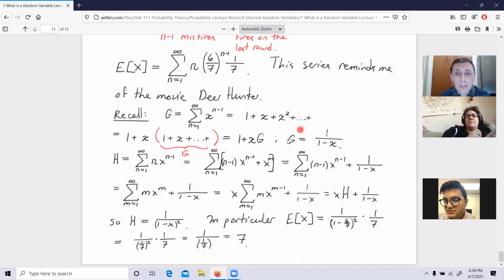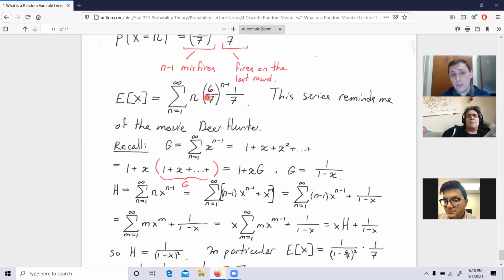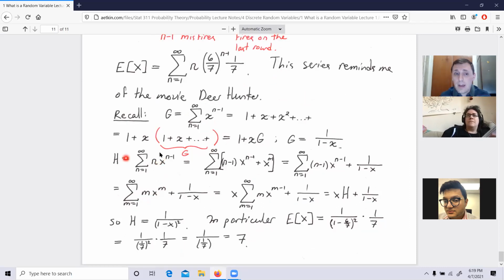Now, that means that g is equal to 1 over 1 minus x. That's the summation. Good. Now, what do I do about this situation? H is more like my situation over here. You see, I'm just making 6 over 7 my x. So this is h equal to the sum of n times x to the n minus 1. Yes? And how do I sum such a series?